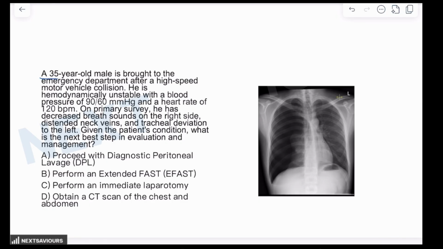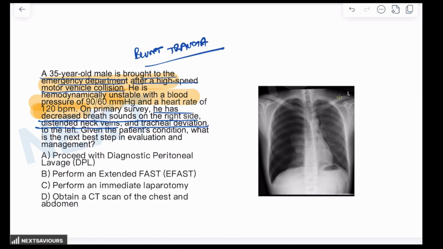Now the question is: a 35-year-old male is brought to the emergency department after a high-speed motor vehicle collision. The first thing provided to you is the history of probably a blunt trauma. Then the question continues that he is hemodynamically unstable with a blood pressure of 90 by 60 mmHg and a heart rate of 120 beats per minute. That means there is both hypotension and tachycardia present. On primary survey, he has decreased breath sounds on the right side, distended neck veins, and a tracheal deviation on the left, as is evident from the X-rays. So these are the signs of tension pneumothorax.